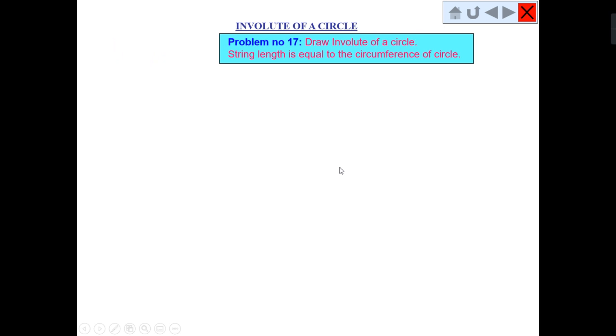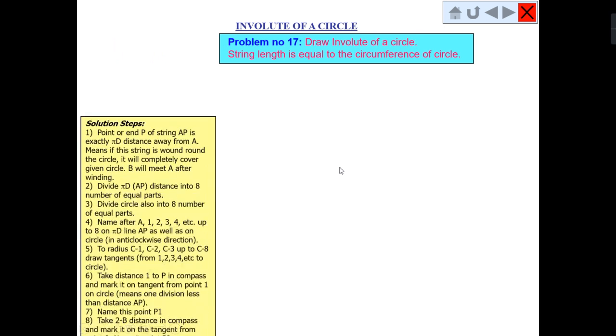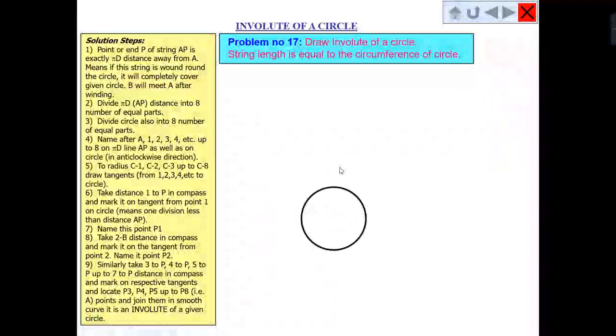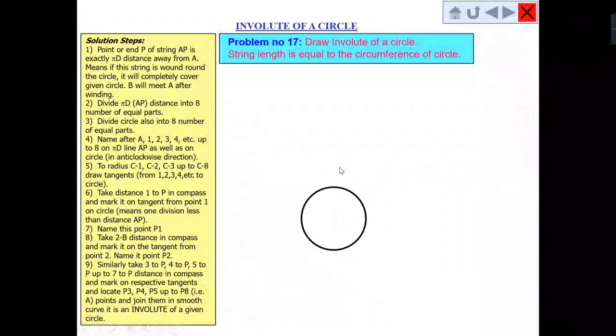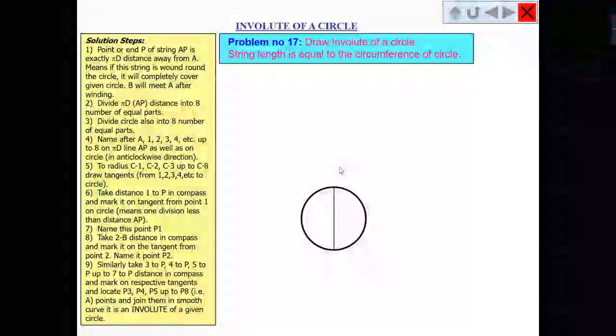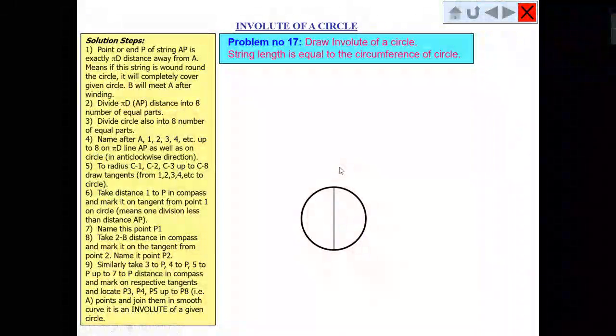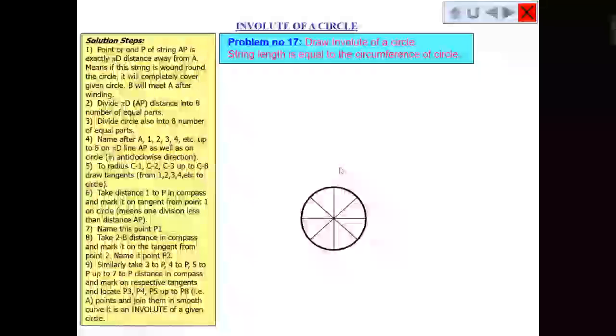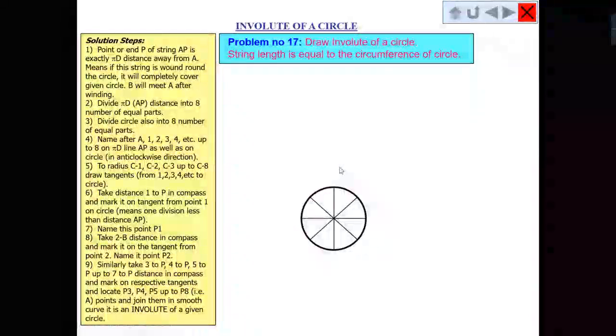Now the involute of the circle. Suppose it is a circle having a diameter of 50 mm. It is not given here, so you can take 50 mm. As we did in the cycloid, epicycloid and hypocycloid, here also we have to cut this circle into 8 equal parts.